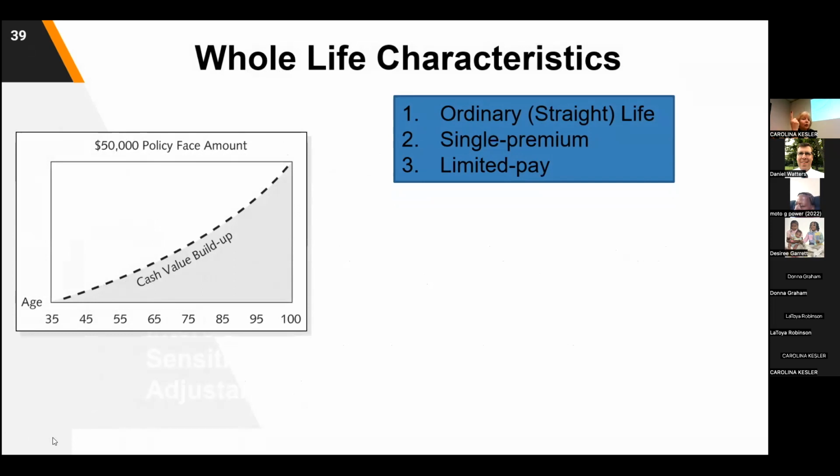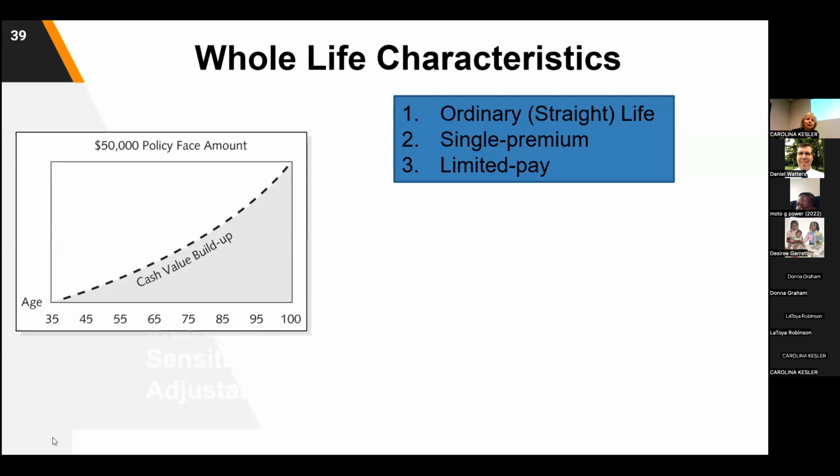So in whole life, that will create immediate cash value, so you can start borrowing from it. So why do you want to borrow your own money? I don't know, but it's something you could do, right? They'll charge you 8% to borrow your own money. Such a great deal.